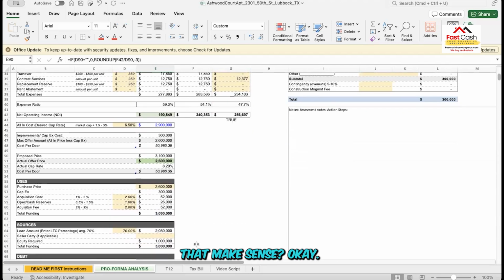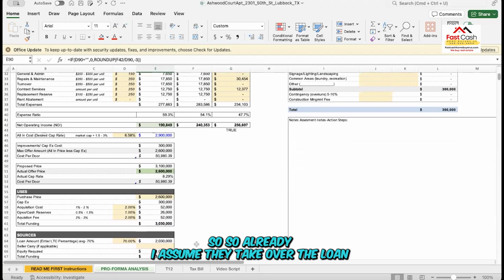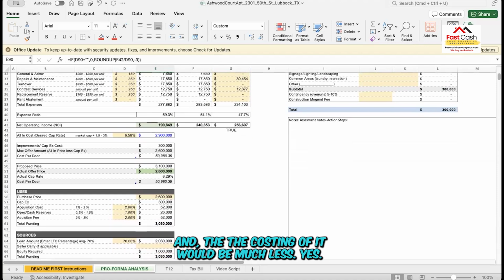Do you understand what I'm saying? Does that make sense? Makes sense. Because it's already in place, so we just take over the loan, and the closing costs would be much less, because he's already essentially paid whatever equity he's put down.